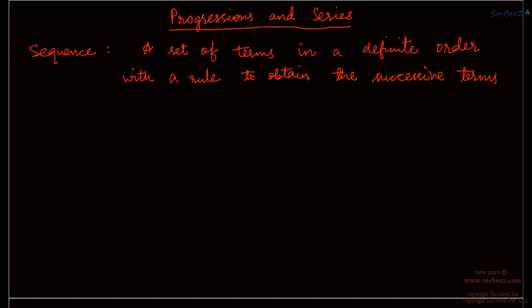Now there are 3 basic types of sequences or progressions. Okay, so the first of them is an arithmetic progression. Now what exactly is an arithmetic progression? An arithmetic progression is any set of terms where every successive term is obtained by adding a constant number to the previous term, right?